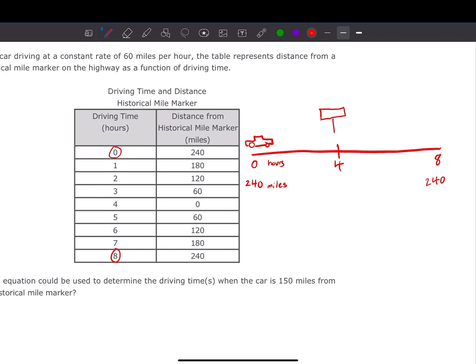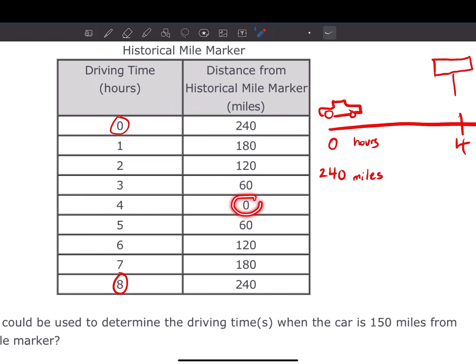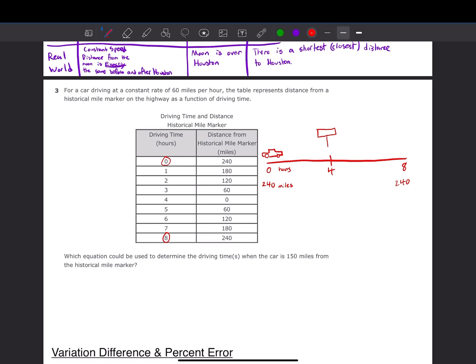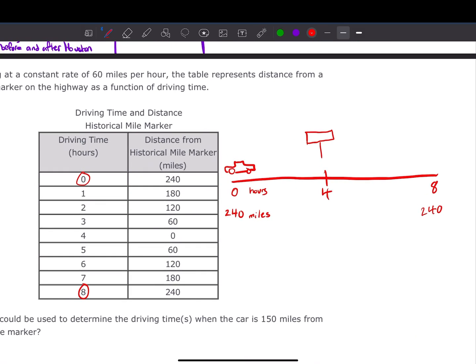And then at 4, it even says the middle of our table. At 0, we go 60 in both directions, 120 in both directions, 180 in both directions. 0 is the middle. So at 0, we're at 4 hours driving time. So we are at 4 hours right next to the historical mile marker. We're right there. 0 distance.